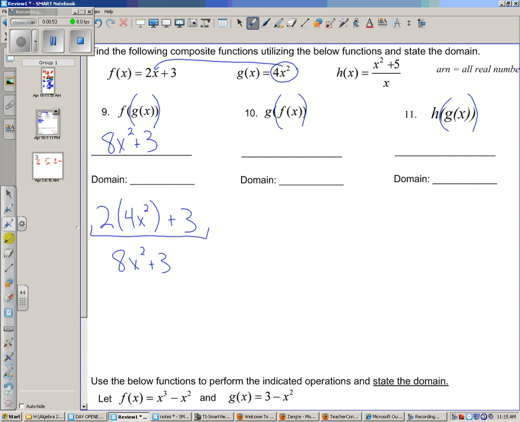And now I'm going to go for the domain. So when I go for the domain, I'm going to ask myself, do I have x in a denominator, x in an even root, both, or is this good to go? This is good to go. I don't have any issues, so I'm just going to put ARN, all real numbers.